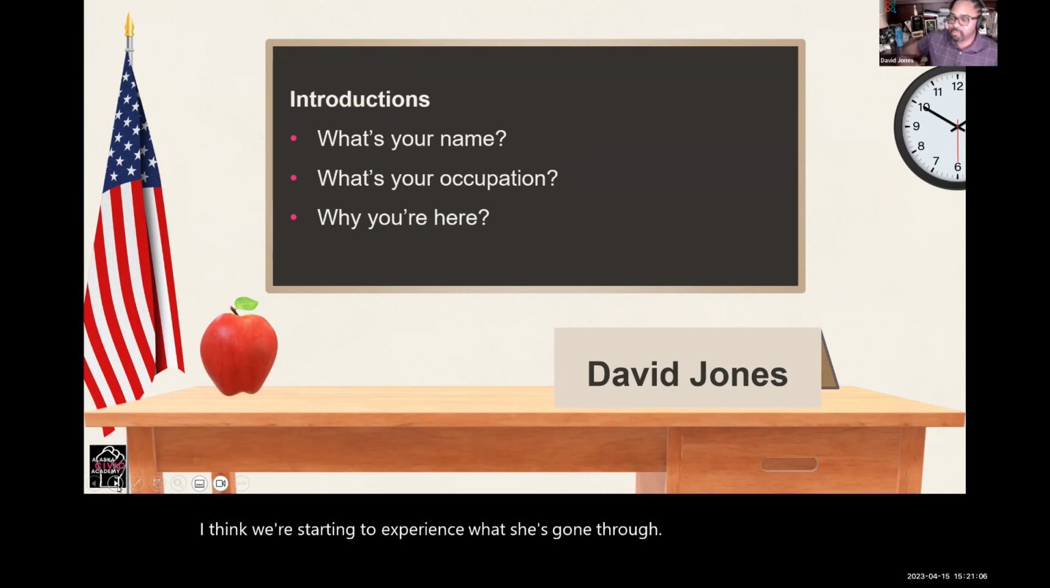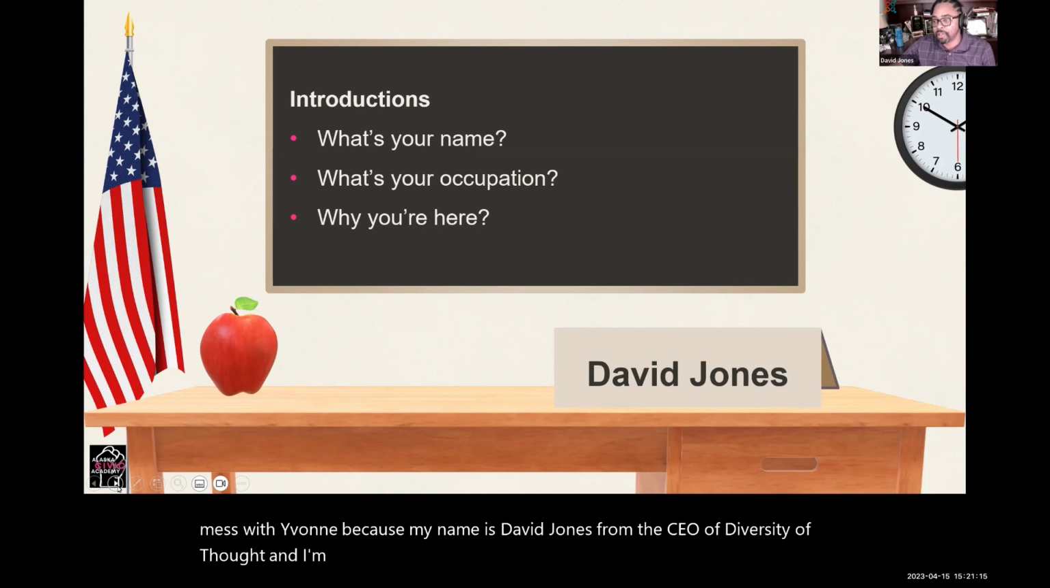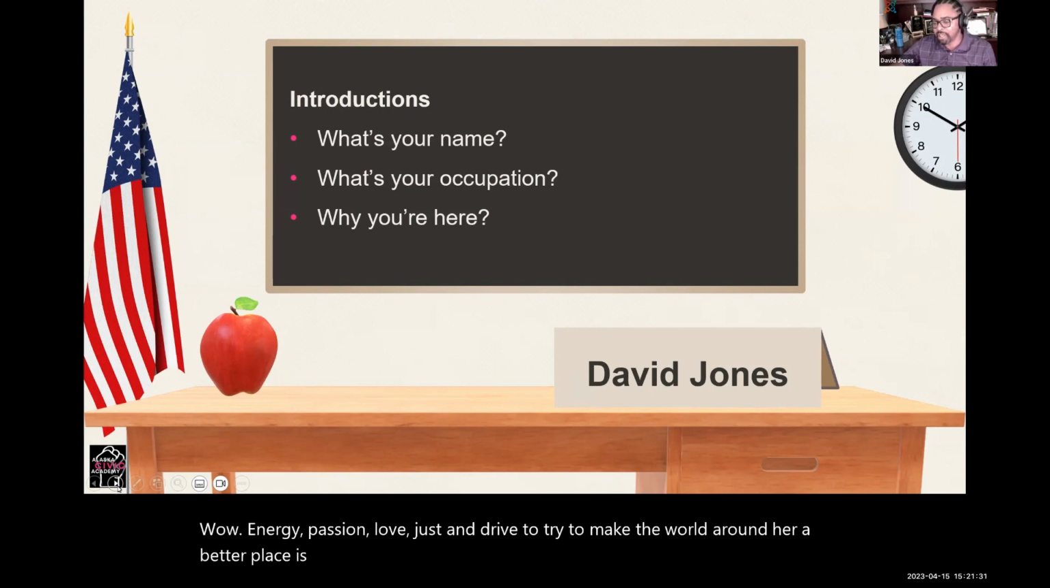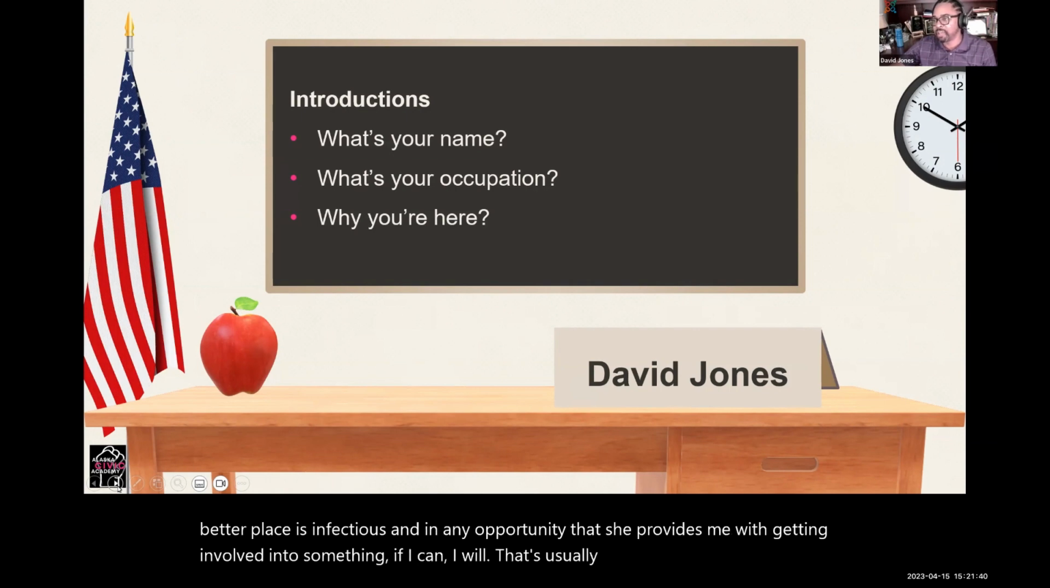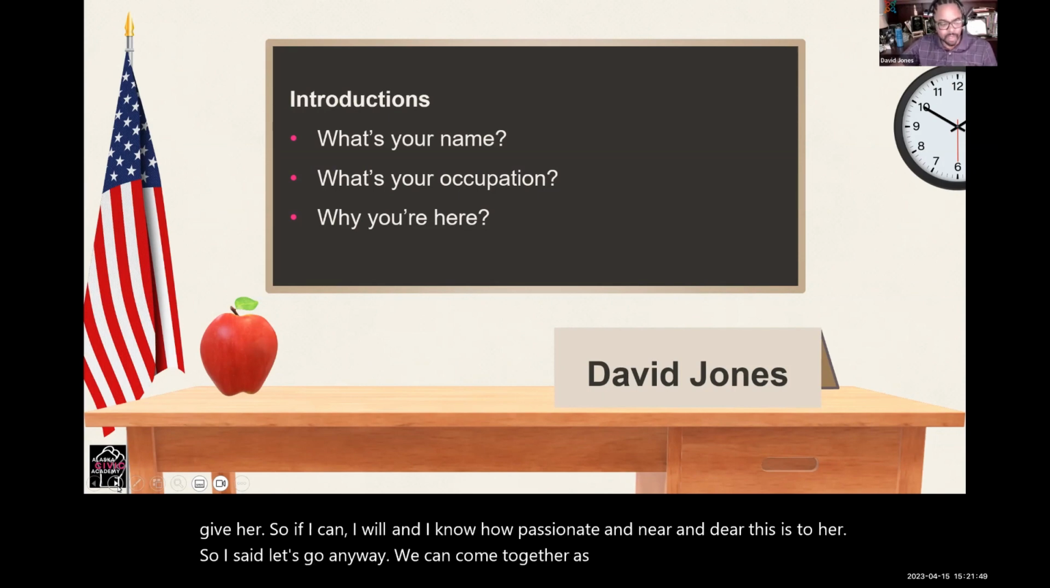Siobhan, that almost introduction was awesome. And I can tell you this, I can mess with Siobhan because my name is David Jones. I'm the CEO of Diversity of Thought, and I'm here because of the amazing Siobhan. We worked together for many years. And just her energy, passion, love, and drive to try to make the world around her a better place is infectious. And any opportunity that she provides me with getting involved in something, if I can, I will. That's typically the statement that I give her. So, hey, if I can, I will. And I know how passionate and near and dear this is to her. So I said, let's go. Any way we can come together as organizations, let's find a way to do that.